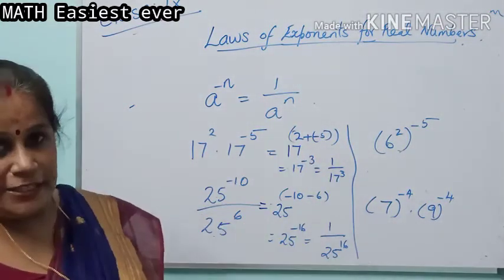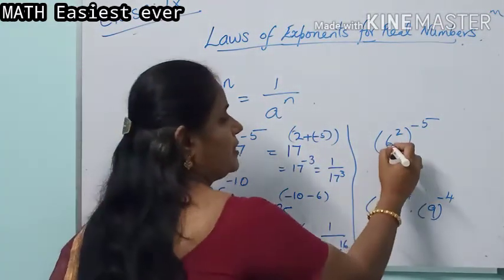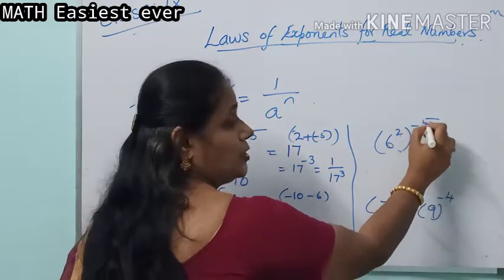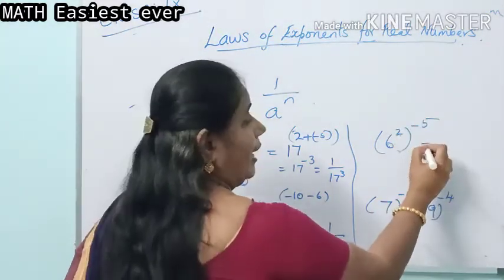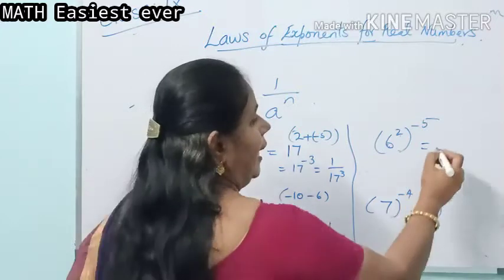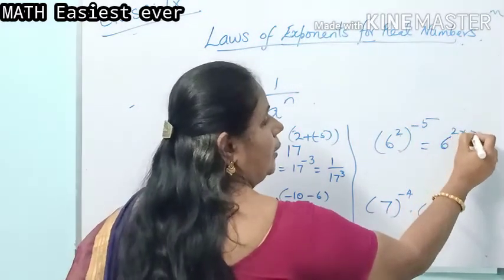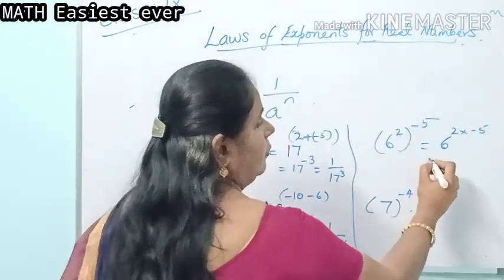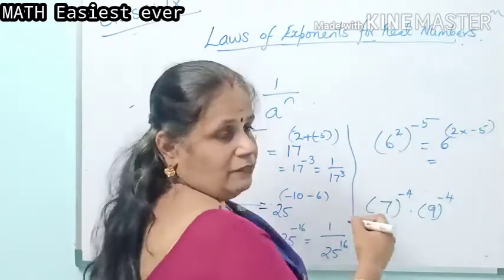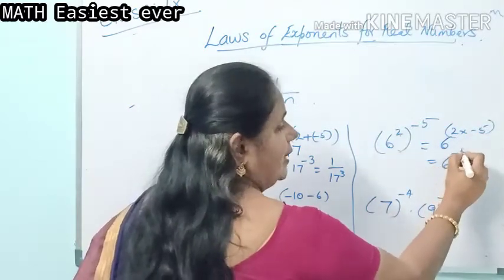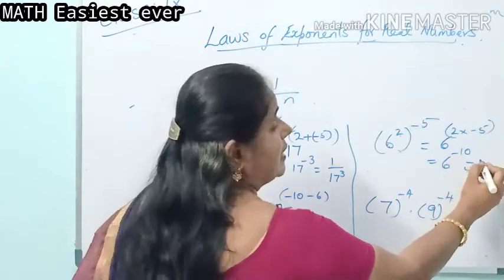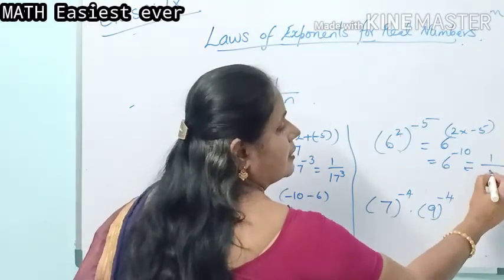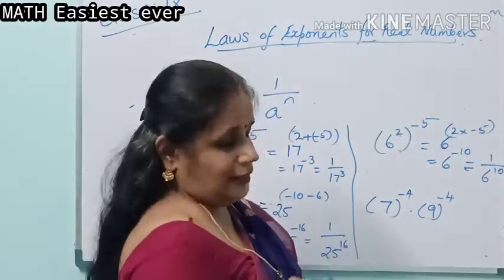We'll go for the next sum. You have 6 raised to 2, the whole raised to minus 5. Again you have the third law here, a raised to m into n. So what will you get here? 2 into minus 5, 6 raised to minus 10. That you can write as 1 by 6 raised to plus 10. Hope it is clear for you.